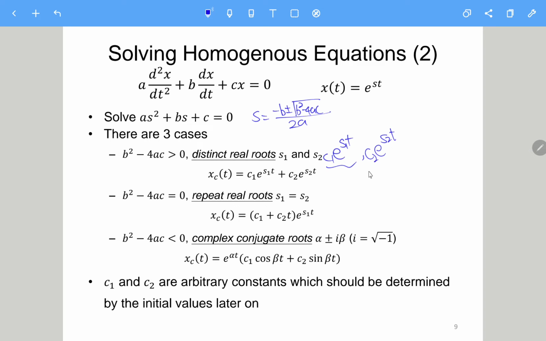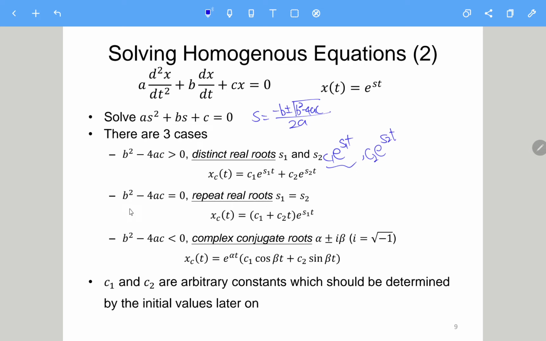And suppose this one and this one are independent, because s1 and s2 are different. So now we can just add them together, so that the homogeneous solution becomes this form. Okay, so this is the first case. The point here is that we have the homogeneous solution if delta is larger than 0. We solve these two roots, and the homogeneous solution is nothing but we plug in s1 and s2 here. So we have c1 exponential to s1t plus c2 exponential to s2t. So this is pretty much it for the first case.